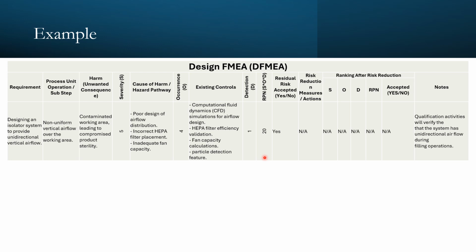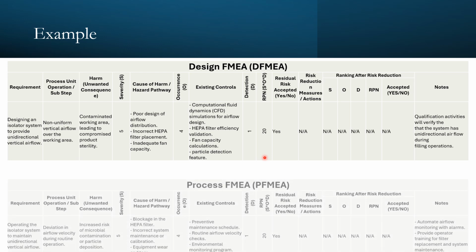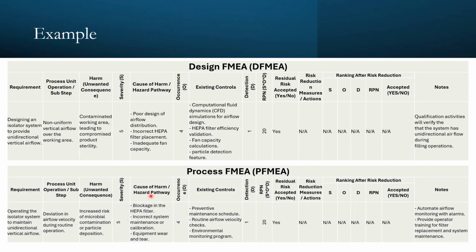So now let's understand the next example for process FMEA. So let's say your requirement is operating the isolator system to maintain unidirectional vertical airflow. So the process unit or substep could be deviation in airflow velocity during routine operation, right? And the harm for this requirement can be increased risk of microbial contamination or particle deposition. So the severity for this I have assigned as 5.